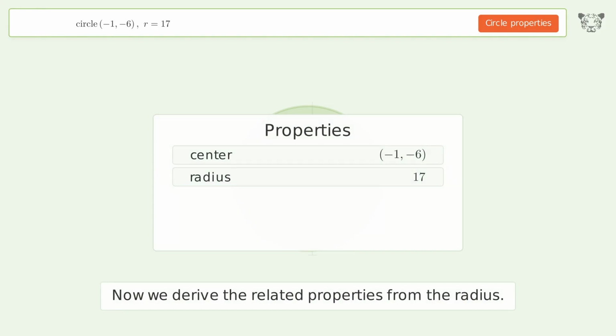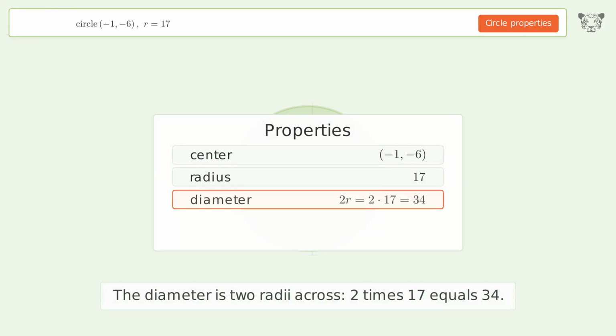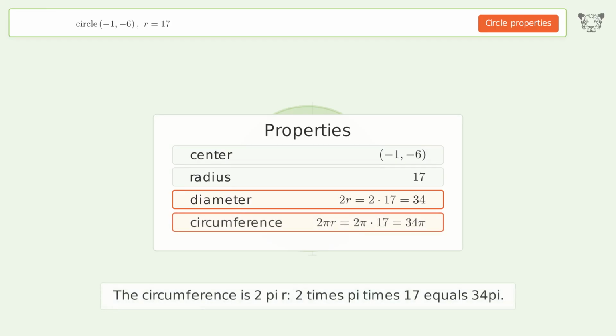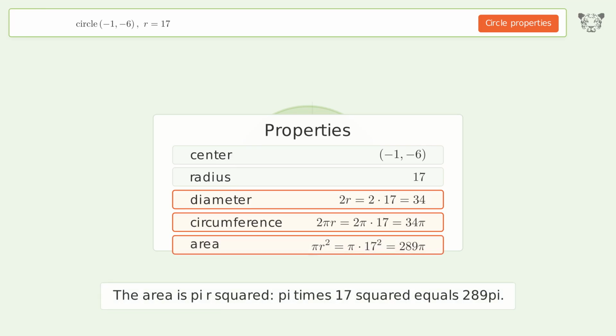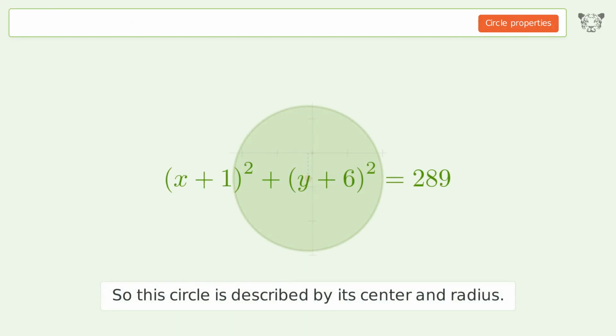Now we derive the related properties from the radius. The diameter is 2 radii across, 2 times 17 equals 34. The circumference is 2 pi r, 2 times pi times 17 equals 34 pi. The area is pi r squared, pi times 17 squared equals 289 pi. So this circle is described by its center and radius.